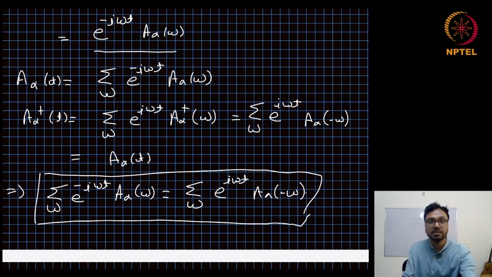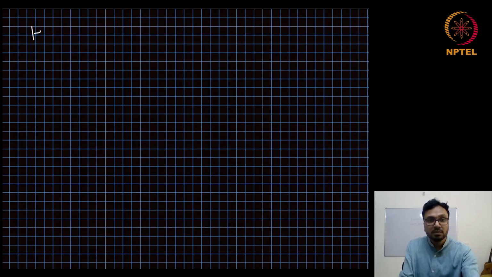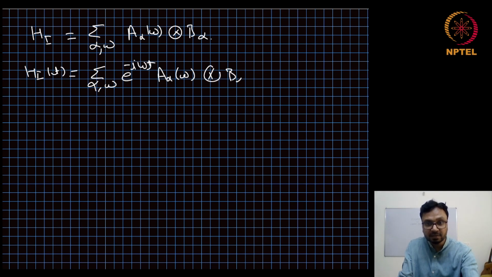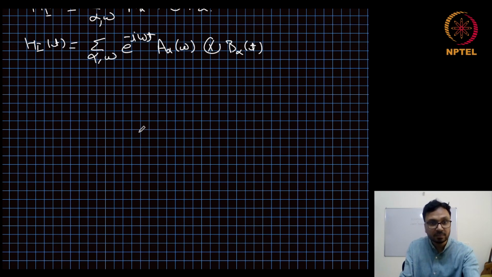It may not seem so, but this is a huge simplification for our dynamical equation, which will be apparent very soon. So let us write the interaction Hamiltonian, sum over alpha and omega, a alpha of omega, tensor b of alpha. H_I of t becomes sum over alpha and omega, a alpha of omega, exponential of minus I omega t, tensor b alpha of t.